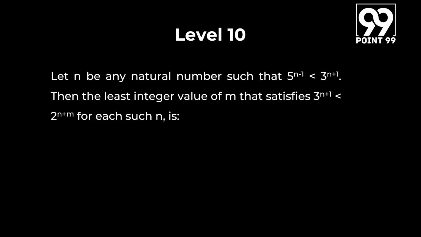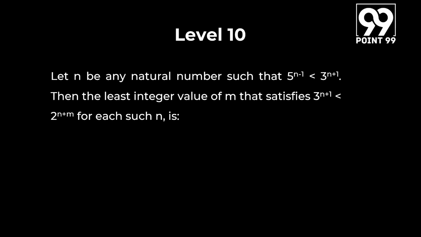Now moving on to the last level that we had, level 10, and this is where things become complicated. Let n be any natural number such that 5 raised to n minus 1 is less than 3 raised to n plus 1. Then the least integer value of m that satisfies 3 raised to n plus 1 less than 2 raised to n plus m for each such n is what? And this is very complicated, not because there is a novel formula that you need to apply here, but because you have to sit and do all these steps that are there.